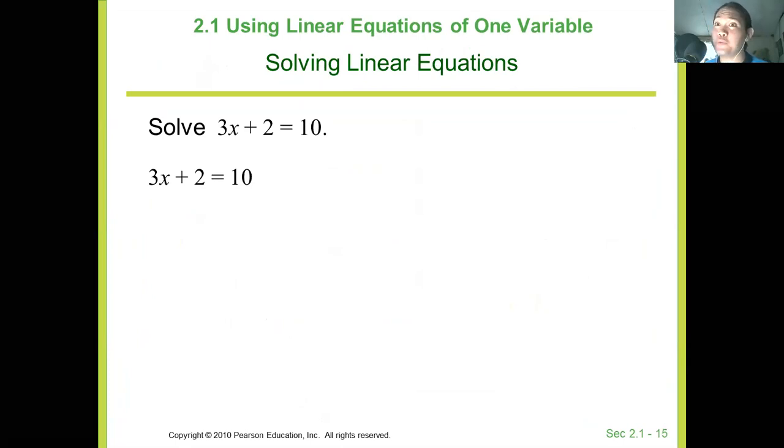Okay, next now. Let's try and go to the application. So now, solve 3x plus 2 is equal to 10. So how do we solve 3x plus 2 is equal to 10?